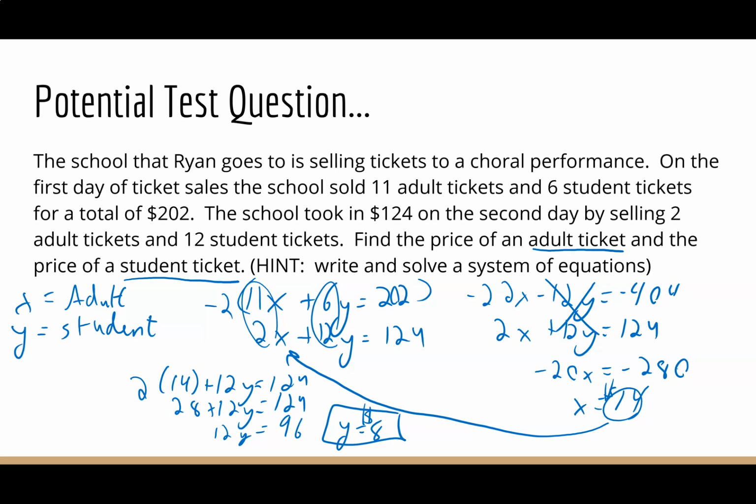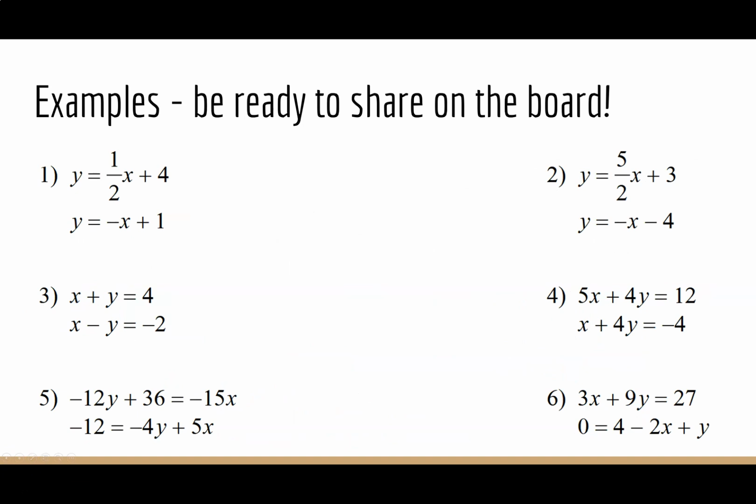All right, lastly, there are a few example problems that we are going to end class with. I'm not going to go through them all right this moment. I'll give the first few steps and see if you can kind of go from there. Number 1 and number 2 are both, for me, set up either for graphing or for set equal because they're both sets of y equals. So, first step on number 1, 1 half x plus 4 equals negative x plus 1, and you can take it from there. Number 2, first step is 5 halves x plus 3 equals negative x minus 4, and you can take it from there.